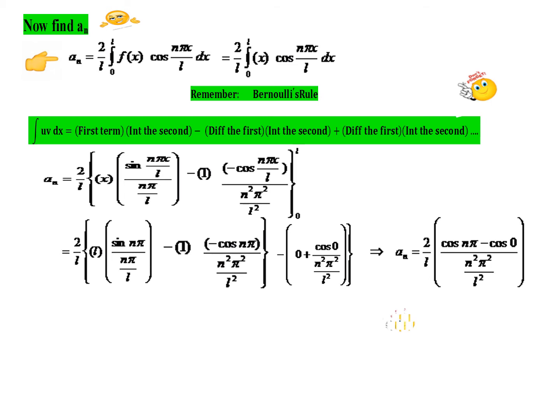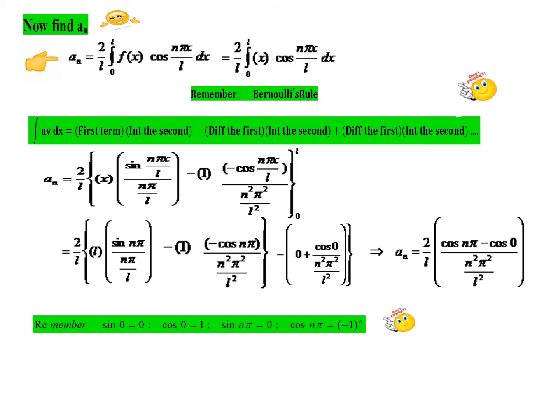Now in the next step, we shall substitute cos n pi as minus 1 power n and cos 0 as 1. Remember, sin 0 value was 0, sin n pi was 0. So we have the value of an like this, 2L by n squared pi squared, because denominator to denominator, L squared will go to the numerator, so 1 L will be cancelled, into, in the place of cos n pi, we can substitute minus 1 power n minus cos 0, which is 1.